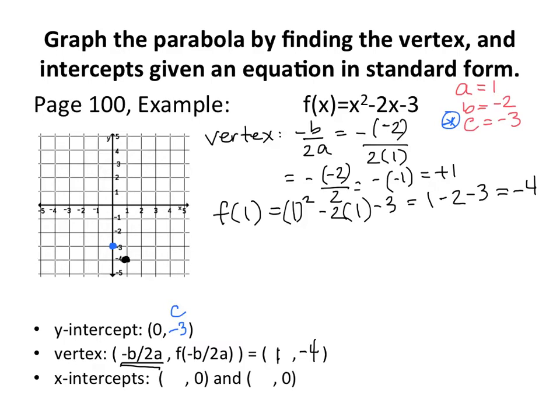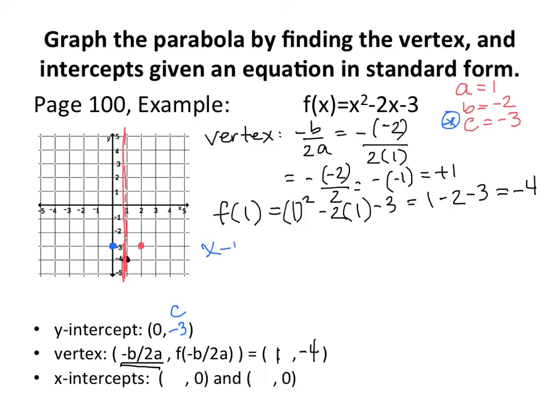Once we have that vertex, it also gives us our line of symmetry. And if we reflect that blue point right across, we get our other point. Now we have 3 whole points, and our next step is to find our x-intercepts.